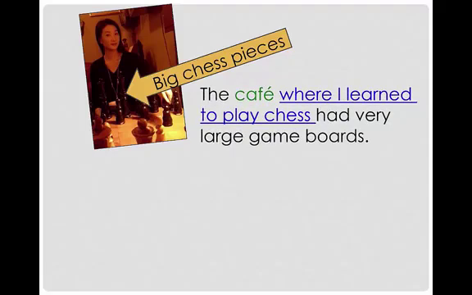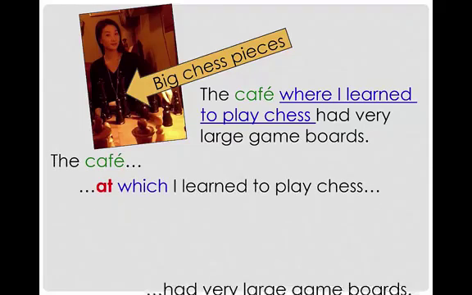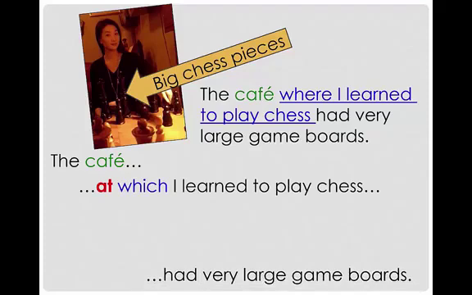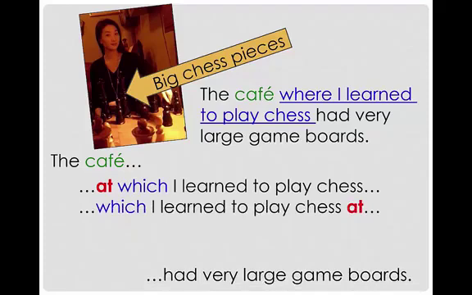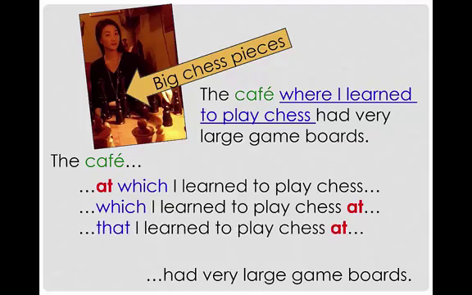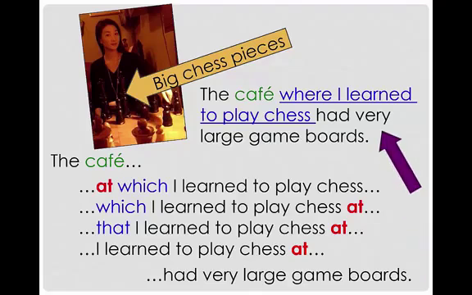Now let's think about the several different ways that I can express the same idea. I can say the cafe at which I learned to play chess had very large game boards, or the cafe which I learned to play chess at had very large game boards, or the cafe that I learned to play chess at had very large game boards. And finally, the cafe I learned to play chess at had very large game boards. Now, you have a lot of choices here, but I do want to point out that the most common forms would be using where and also not using a pronoun at all.